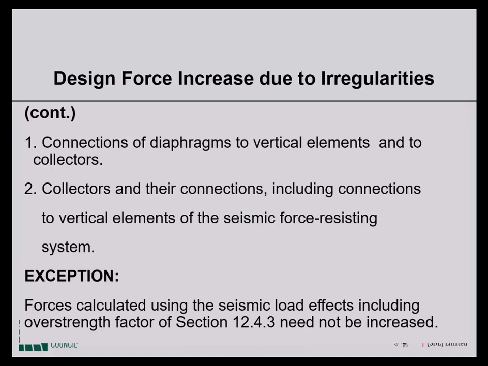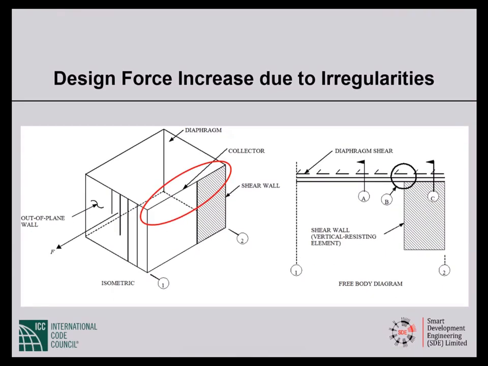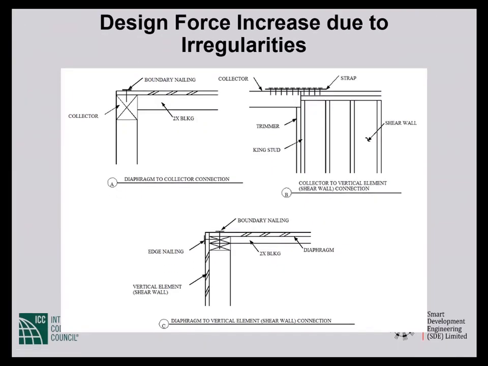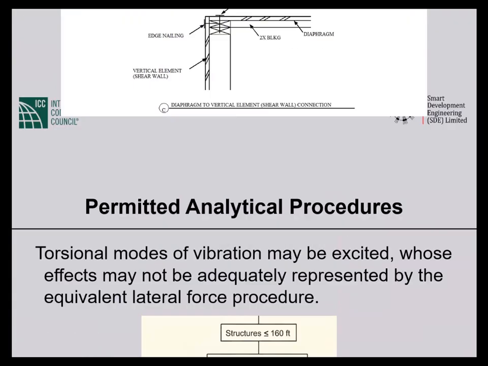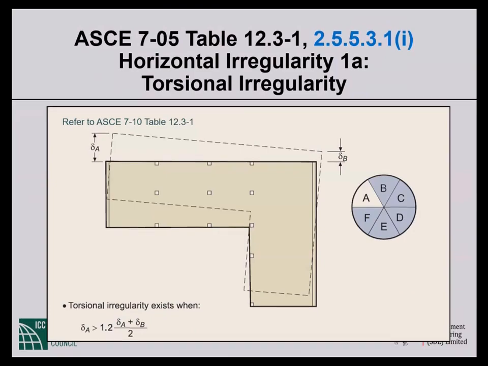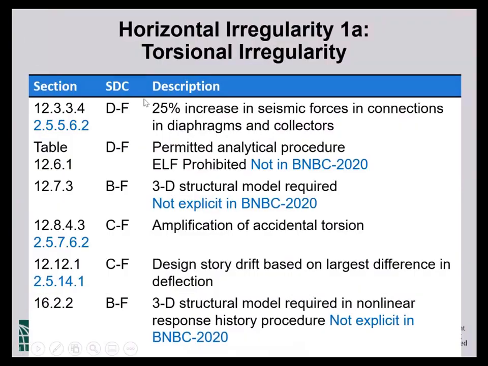This is word for word the same as in BNBC 2020, the language that I read. So everything is pointing in the same direction. And I have given you pictures to explain this diaphragm to collector connection and the collector to shear wall connection. So we are talking about three connections: diaphragm to shear wall, diaphragm to collector, and collector to shear wall. All of this is very clearly illustrated in these pictures. So the first requirement, 25% increase, I think should be abundantly clear.